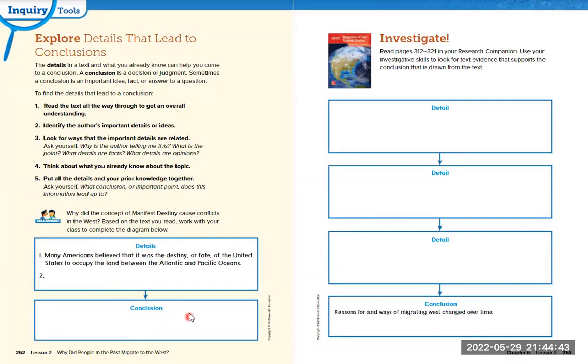So for our conclusion, we know that the United States, the people of the United States worked to gain that land because they believed it was theirs, or it was their right to take it.